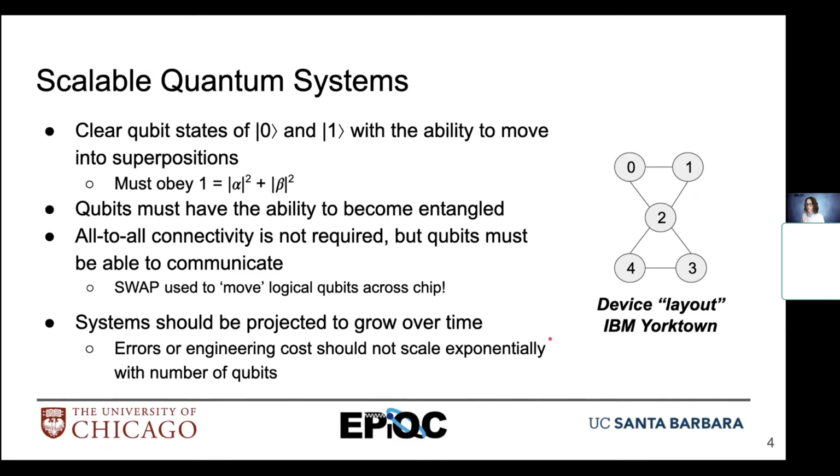We want to make sure that the errors associated with the device or engineering costs, we don't want the design of a chip, if we want to scale from 5 to 5,000, to be so difficult to engineer that it's just simply not worth the benefits you would get from that device. So whenever we are thinking about what devices we want to use for quantum computation, we don't want the engineering costs or the errors associated with it to scale exponentially as we increase the number of qubits. So all of these different things are things we have to think about when we move into scalable quantum systems.